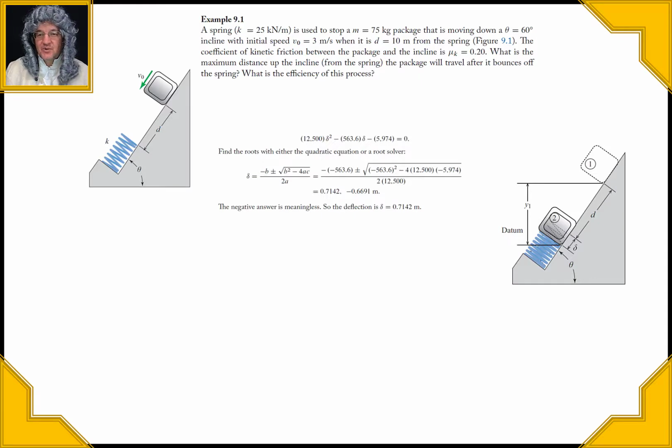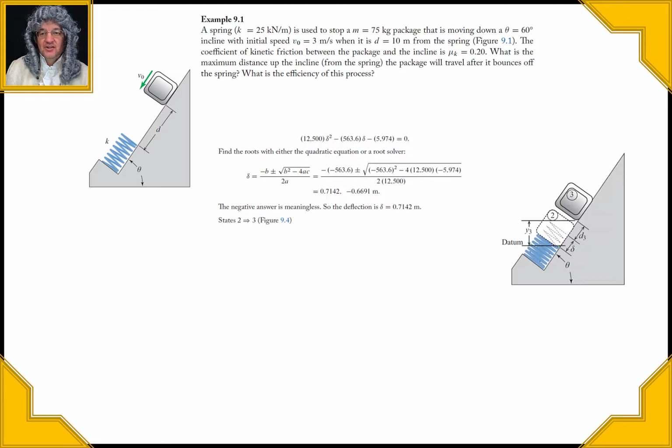So here's what the del is, and we needed to do this second. In a lot of problems, we might have been able to go from state 1 to what we're going to call state 3 in a second. But we needed to figure out that del because that also contributed to some of the frictional losses that are taking place. Now we go to state 3 right here.